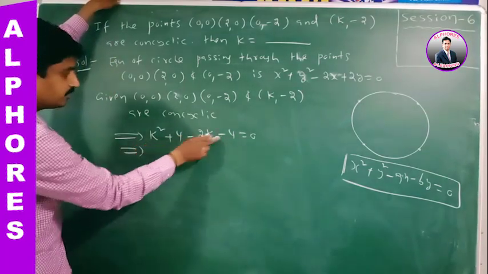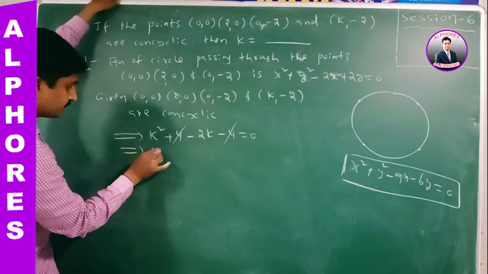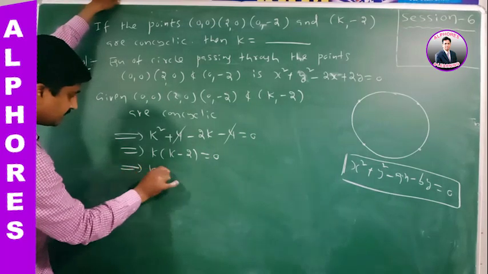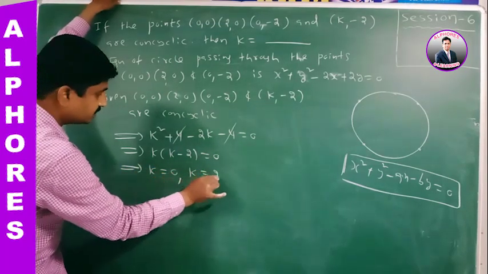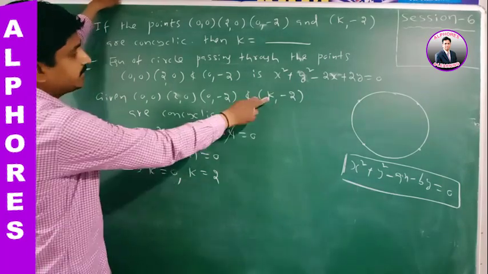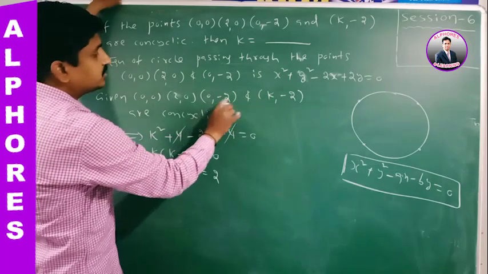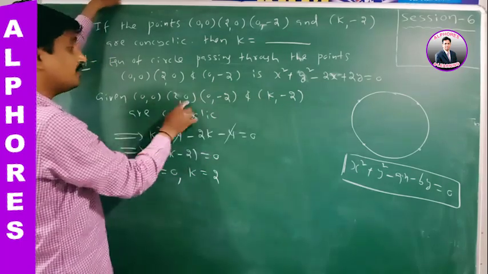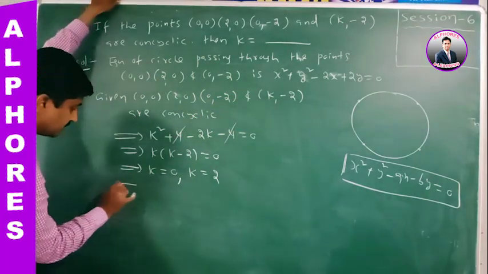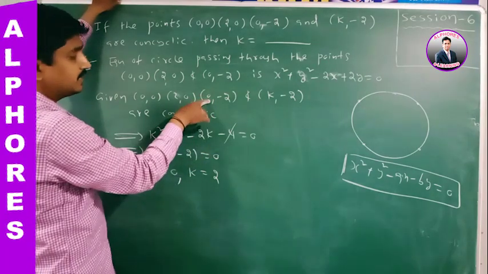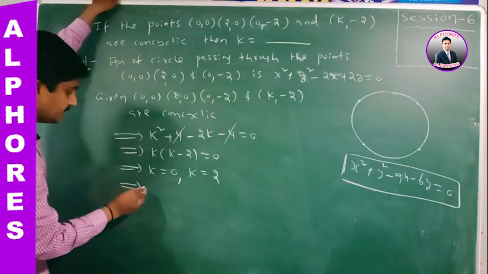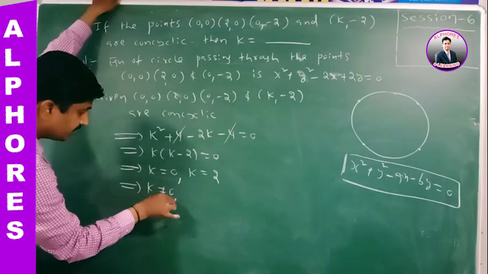Next here 4 cancels. Next k common, k into k minus 2 equal to 0 implies k equal to 0 and k equal to 2. If k equal to 0, then these 2 points are the same. Here these 4 points are distinct points on the circle. Therefore k is not equal to 0, because if k equal to 0, the point 0, -2 is already given. Therefore k is not equal to 0.